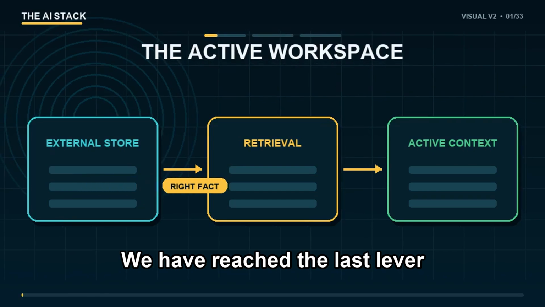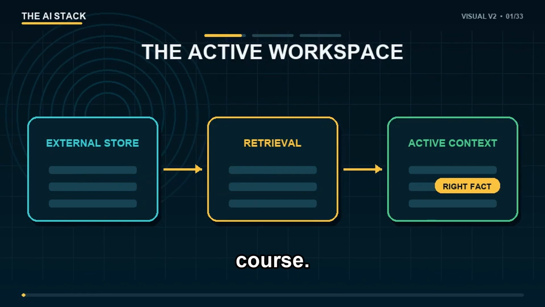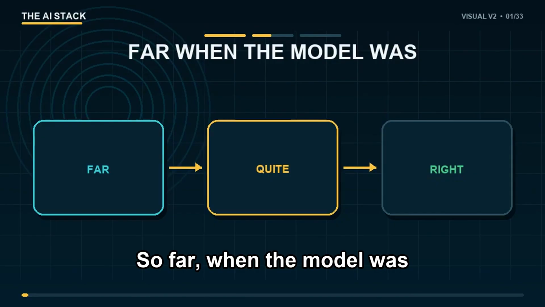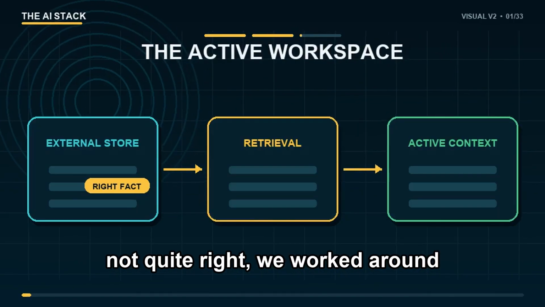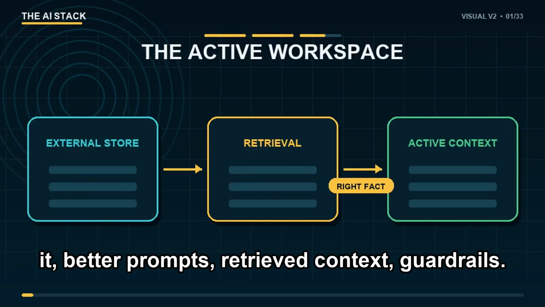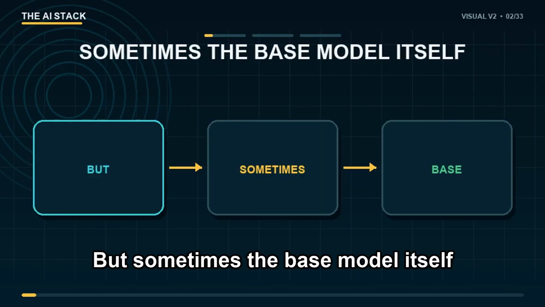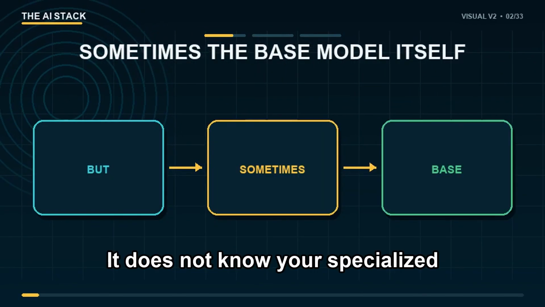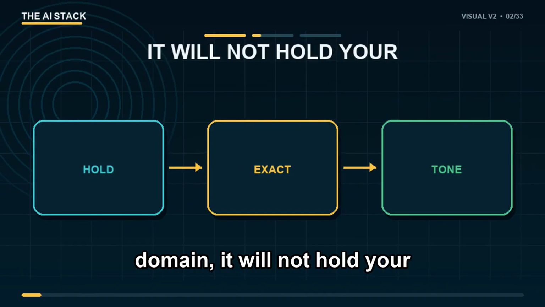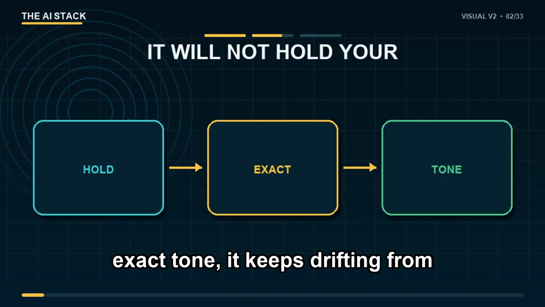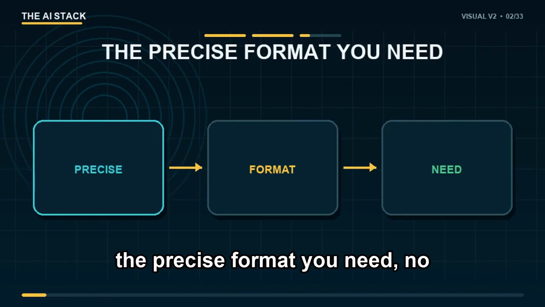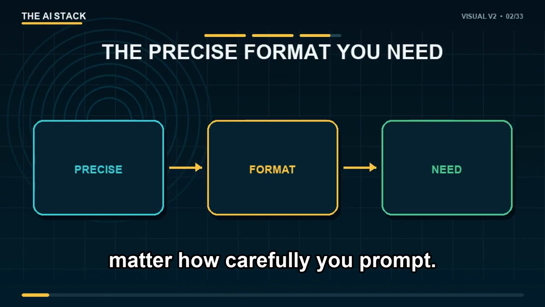We have reached the last lever in the production part of the course. So far, when the model was not quite right, we worked around it: better prompts, retrieved context, guardrails. But sometimes the base model itself is the problem. It does not know your specialized domain. It will not hold your exact tone. It keeps drifting from the precise format you need, no matter how carefully you prompt.